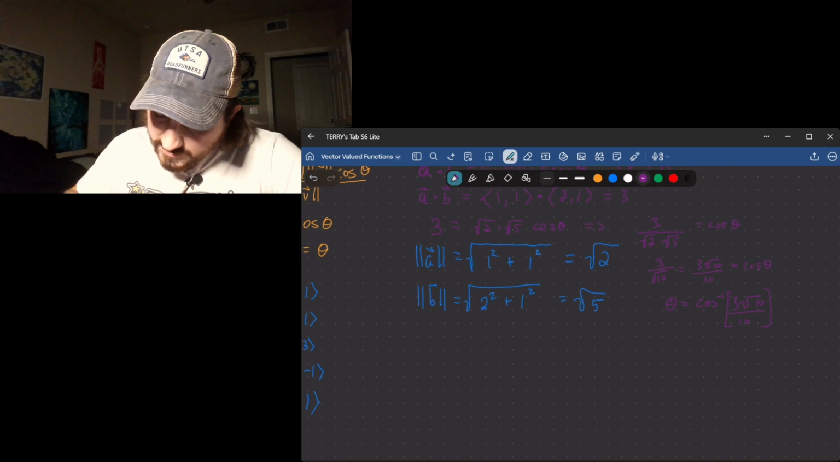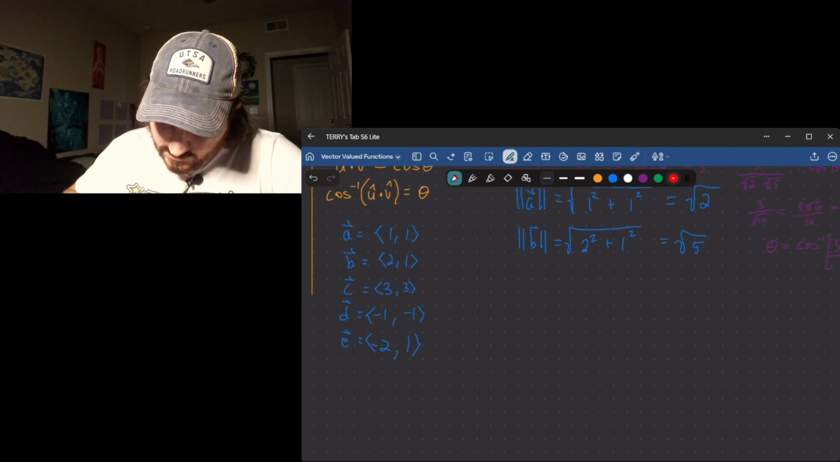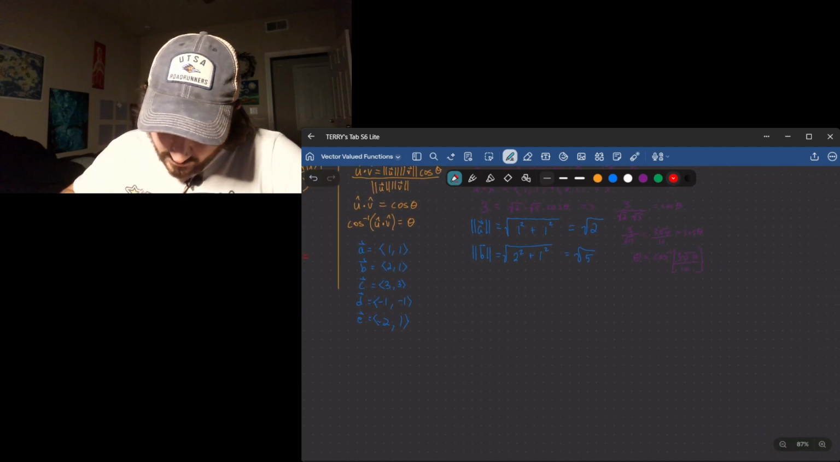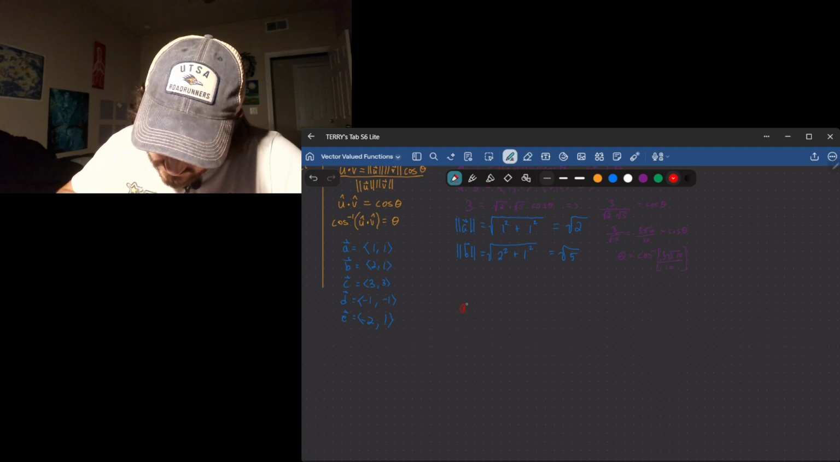We'll go ahead and do one more example, and then we will move on to the cross product. I'm trying to zoom out. Here we go. Okay, let's see what happens if we take the dot product of A and D. I think this one's going to work out the way I want it to.